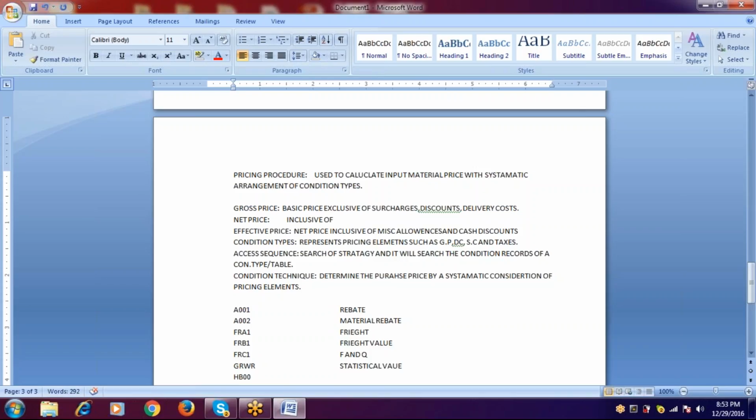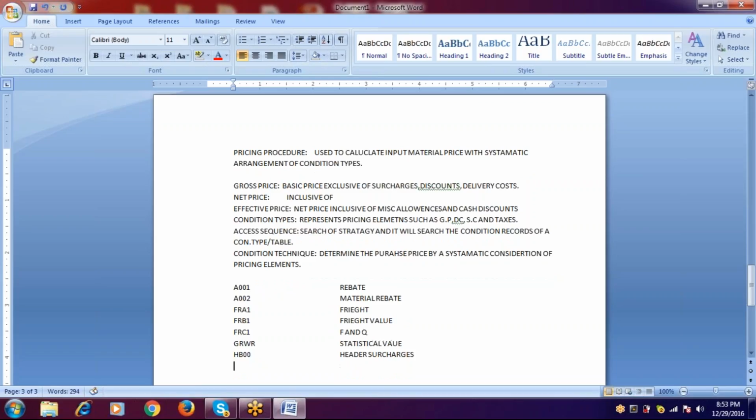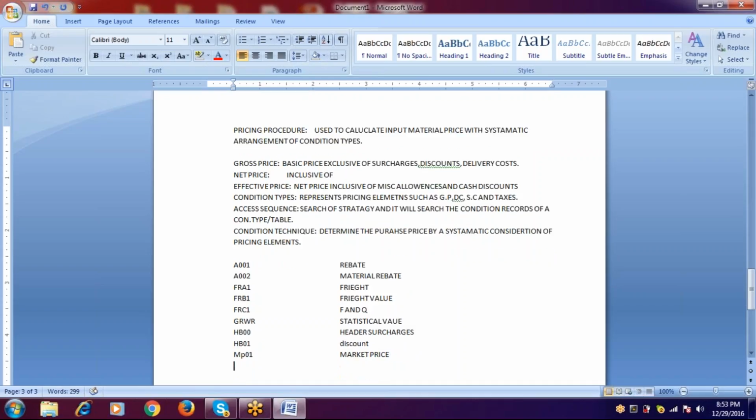HP00 is for the surcharges, or else we can say header surcharges. After HP00, HP01 is for the header discount value. And MP01 is for the market price. That means when we are making the comparison, we need to go for the MP01.